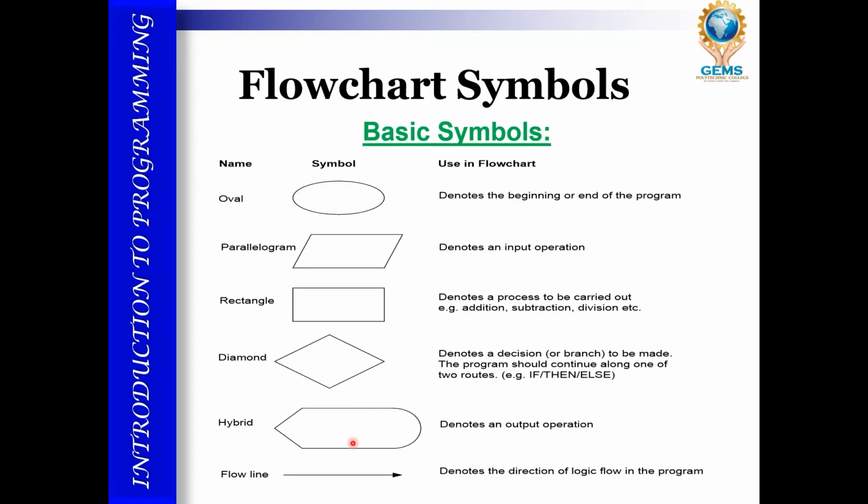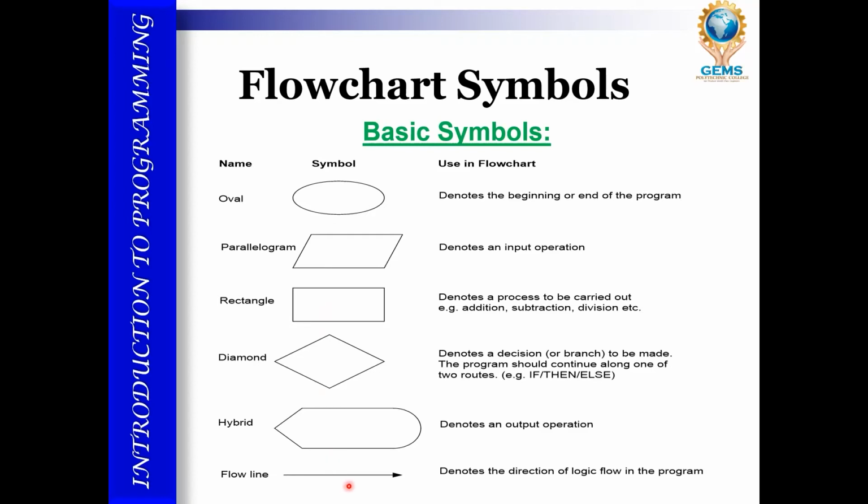Now next we have a hybrid. This denotes the output operation. Once we have calculated the average of 4 numbers, that average can be displayed by using this symbol. Now the flow line. This symbol is used for the direction of a logical flow in the program. So I hope it's clear for you.